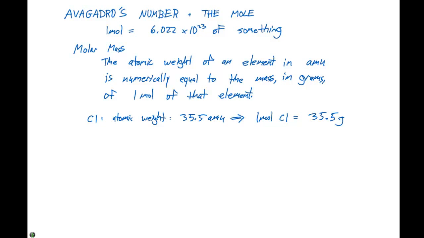We can say the same thing for a gold atom. The atomic weight of gold is 197 atomic mass units. This tells us that 1 mole of gold is going to be equal to 197 grams. These same rules will apply to molecules. If you have a molecular weight of a particular molecule, you can then determine how many grams 1 mole of that molecule will weigh.